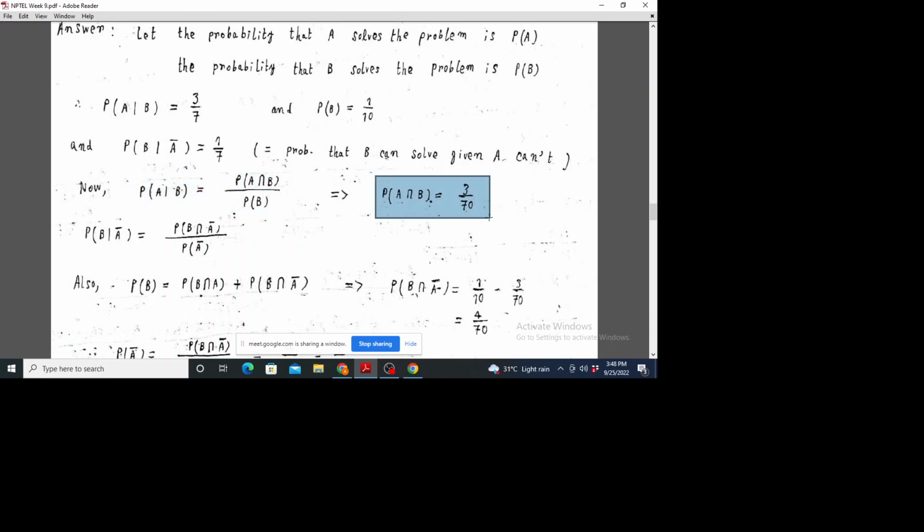This is the first step. So P(A intersection B), and what is this probability? This is the probability of both A and B solving the problem. So this probability is 3 by 70. Okay, and now again use the definition of conditional probability for this case. So in this line, we have to find P(A intersection B), and what is P(B)?